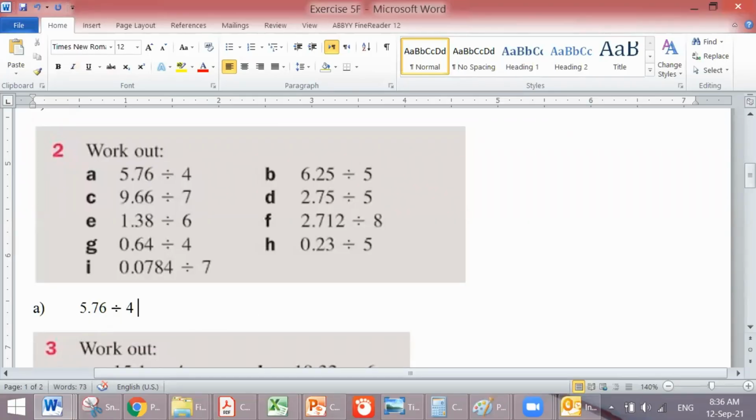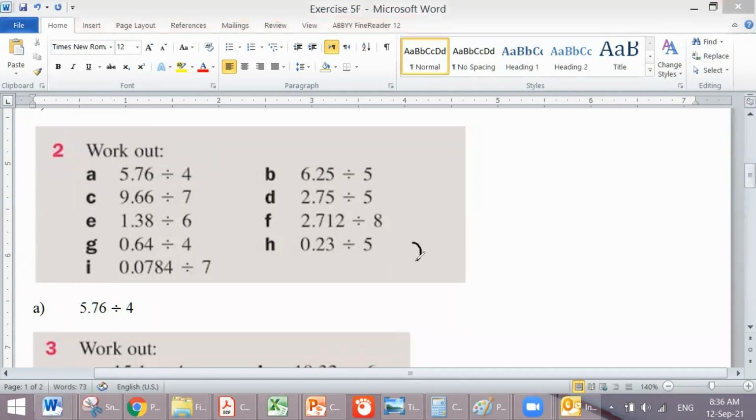Okay, so 5.76 divided by 4. Now there is no 0.1 or 0.01, so our easy things are gone. This one is a difficult one we have to solve. So in our rough work, we will do this. We will complete our work in, and we will write our divisions.